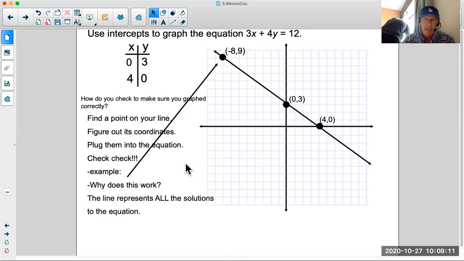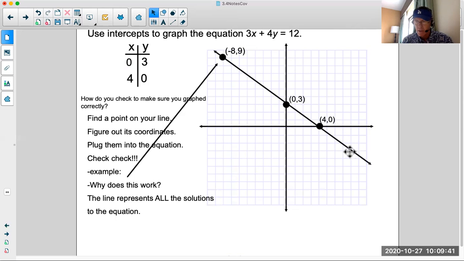And why does that work? Again, the line represents all the solutions of the graph. So again, I could go down to this point right here, which is what? -7, -2, and plug that in, and it would work. If I plugged in 7, 3 times 7 is 21. 4 times -2 would be -8. And you combine those together.